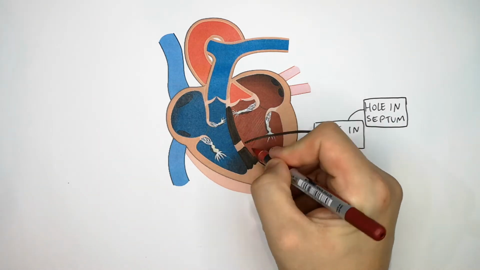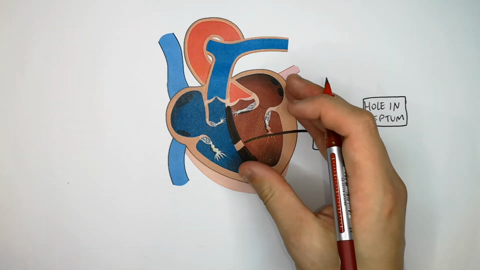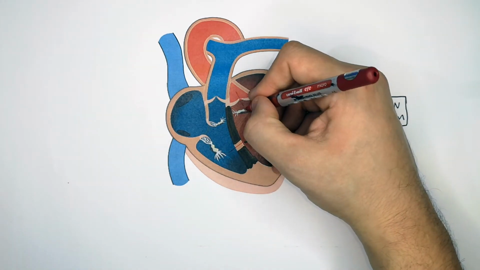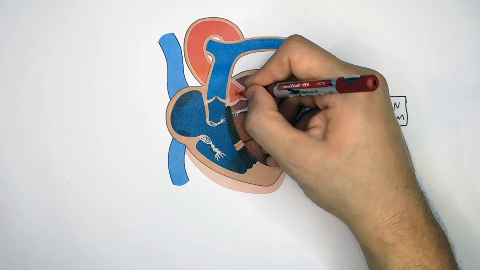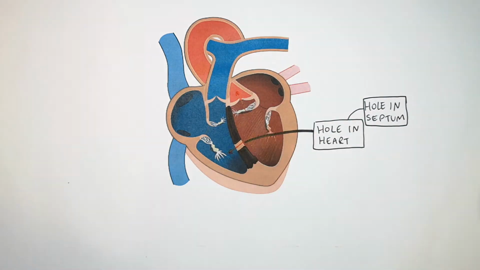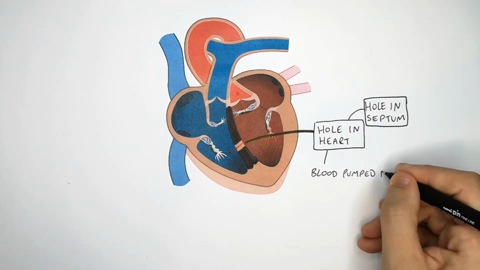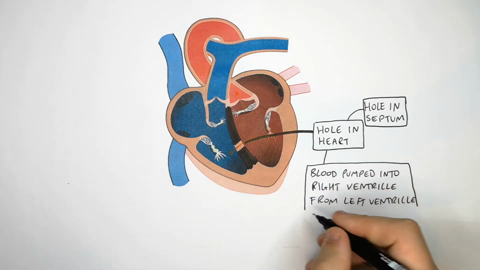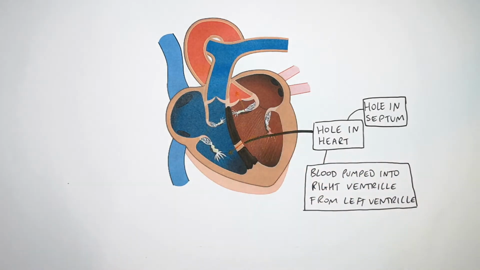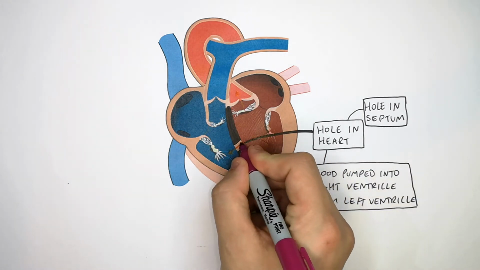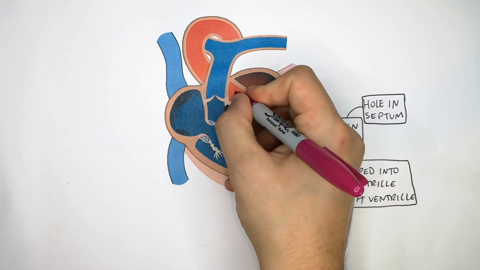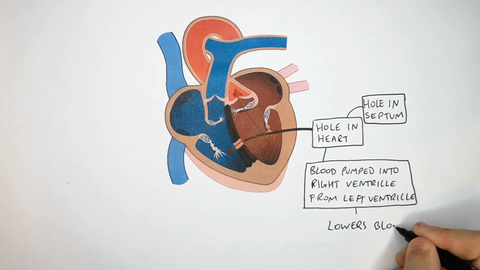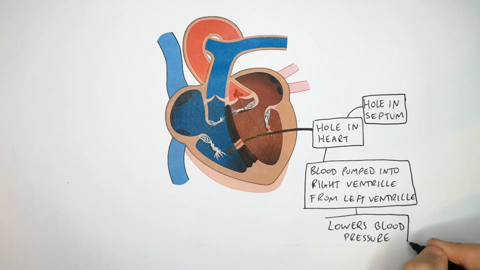So when blood fills the left ventricle and the left ventricle contracts, this forces blood into the right side of the heart and into the aorta, and it should only be entering the aorta. So blood is not only pumped into the aorta, it is also pumped from the left ventricle into the right ventricle through the hole in the septum. So when the left ventricle contracts, the blood will be pumped into the right ventricle as well as the aorta. So not all the blood will go into the aorta. This means that it lowers the blood pressure of blood being pumped from the heart.